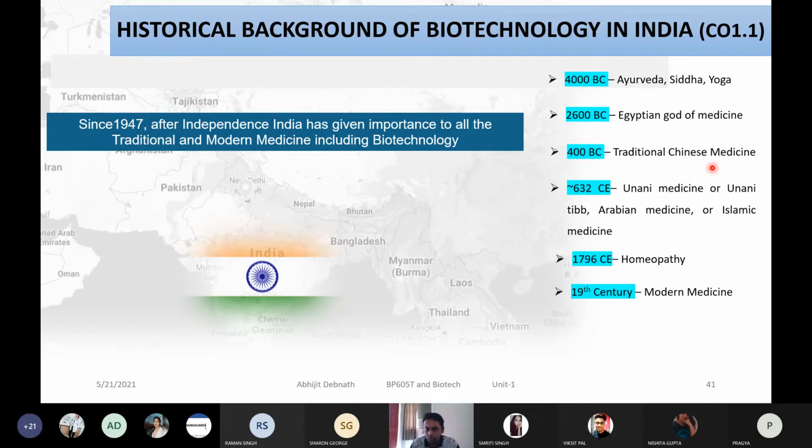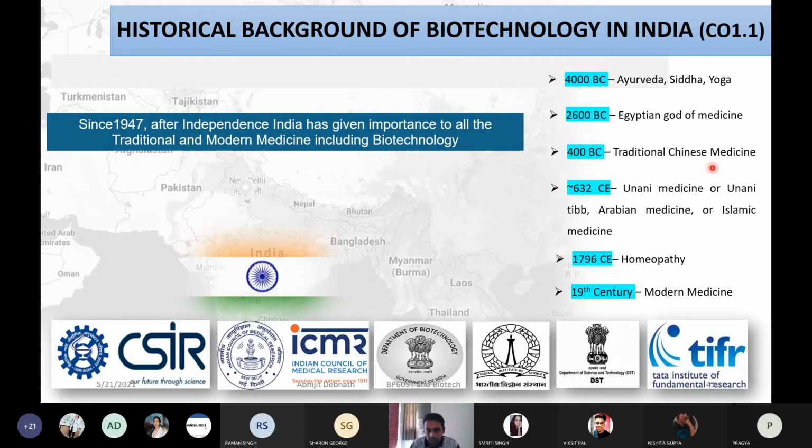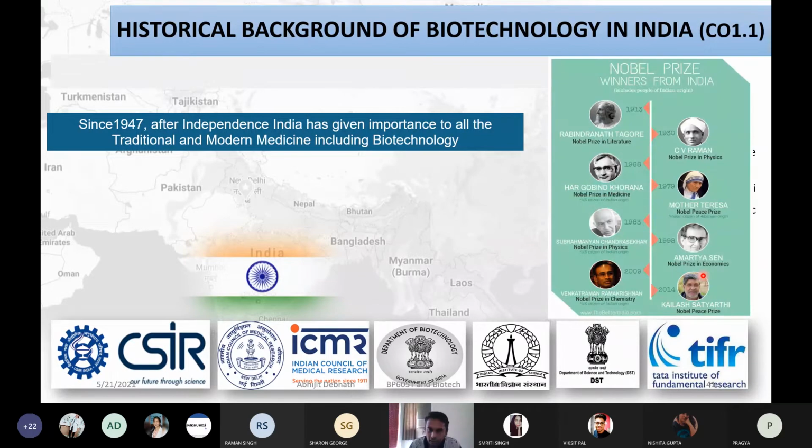Right now, you have one Minister of Health and Family Welfare, and you have a Minister of Ayush. There are various research organizations who are constantly working to develop research activities in our country. These are CSIR, ICMR, Department of Biotechnology, IISc Bangalore, DST, and Tata Institute of Fundamental Research. I hope ICMR is very familiar to you because every day in the news you are listening to somebody from ICMR.